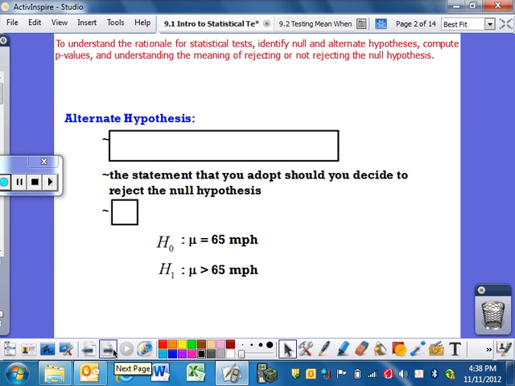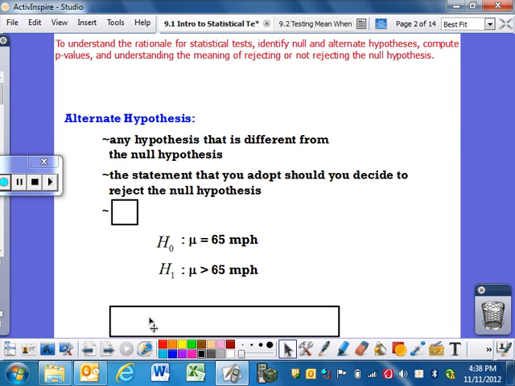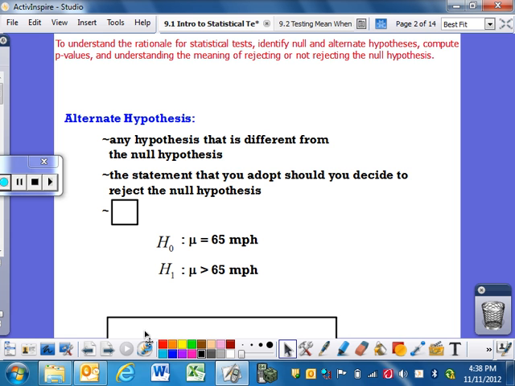And then your alternative or alternate hypothesis is kind of what you think is going to happen. It's anything that's different from it. It's the statement that you will adopt should you decide to reject the null hypothesis, and I'll show you that. This is denoted with an H of 1, or hypothesis 1, the alternate. So we're going to name this the null hypothesis, and then this is going to be your alternate.